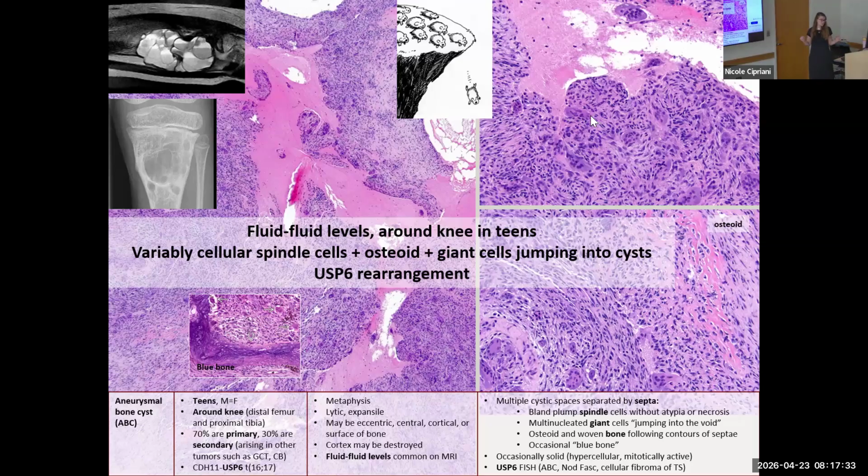Remember, you can have no cysts, you can have solid ABC, but look for that similar structure in the wall. You can have osteoid, and you can have this so-called blue bone in which the bone kind of ossifies or calcifies, and you have this bluish appearance.